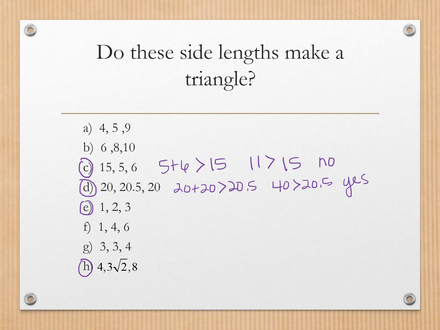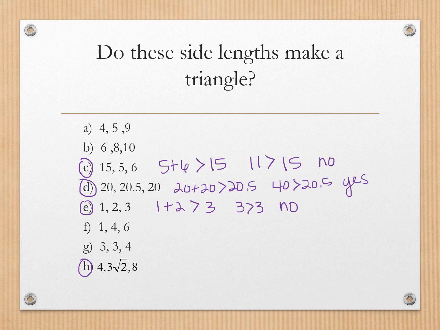Last we have 1, 2, and 3. 1 plus 2 has to be greater than 3. Is 3 greater than 3? Now this is a trick question, I think. Is 3 bigger than 3? It's not. So this one, even though it equals 3, would not form a triangle for me because it has to be bigger than that third side.